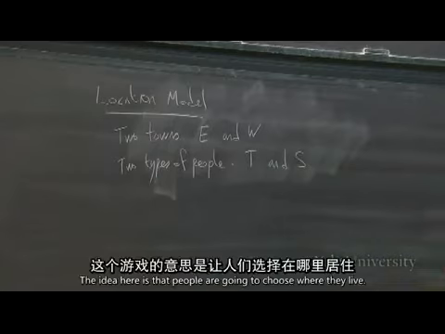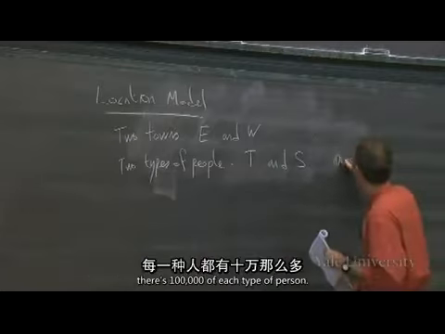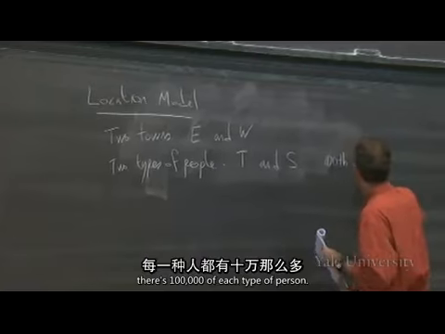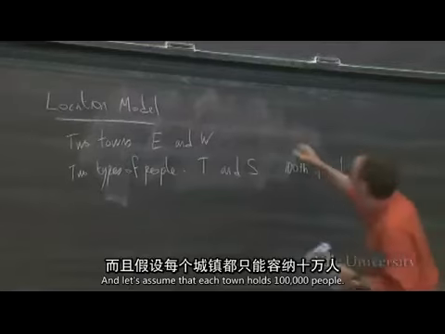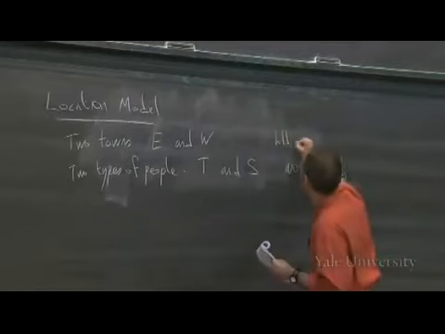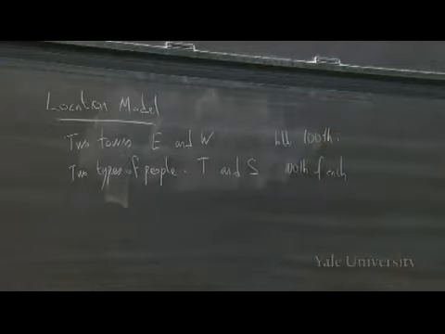All right? The idea here is that people are going to choose where they live. Let's assume that there's lots of people. There's 100,000 of each type of person. And let's assume that each town holds 100,000 people. These are fairly big towns.